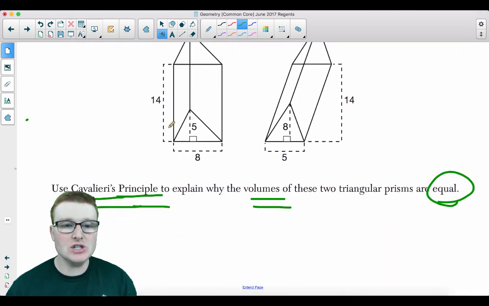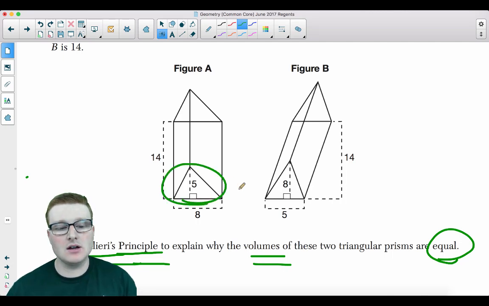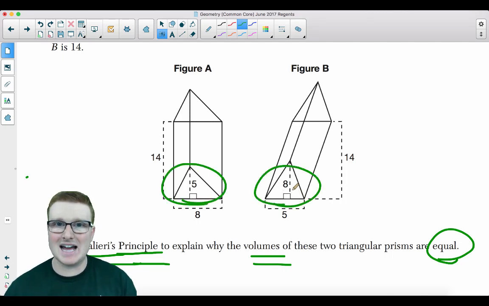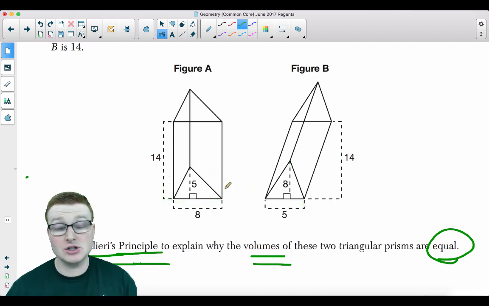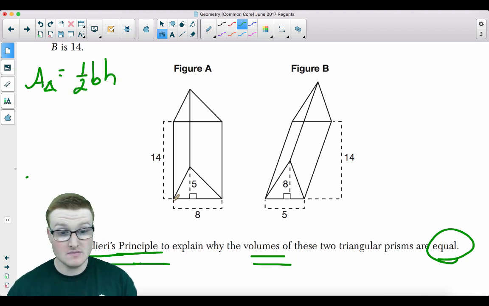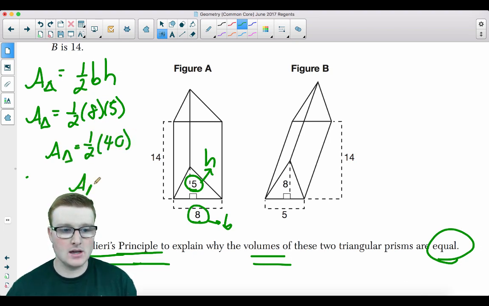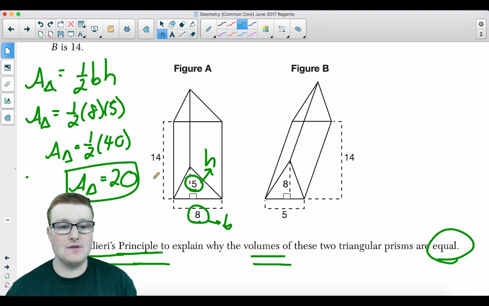Here we go. The first step that you've got to figure out is you need to calculate the area of both of the bases to prove that they are the exact same area. So these are both triangles. The area formula of a triangle is 1/2 base times the height. In this case, the base is 8 and the height is 5. So the area of this triangle is equal to 1/2 times 8 times 5. 8 times 5 is 40. 1/2 of 40 is 20. So that's the area of this base of figure A.